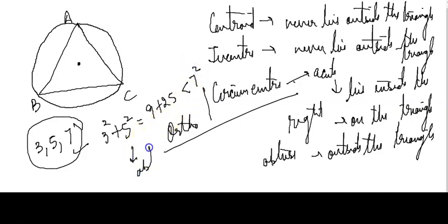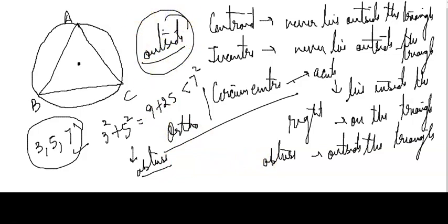So if this triangle is obtuse, what can we say about the circumcenter? Yes, definitely it will lie outside the triangle. I hope this is clear. We have some other points also, but that we will discuss in our next session. Let's do this much in this session.